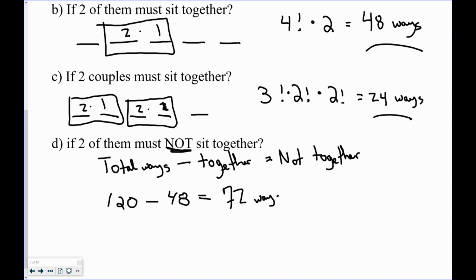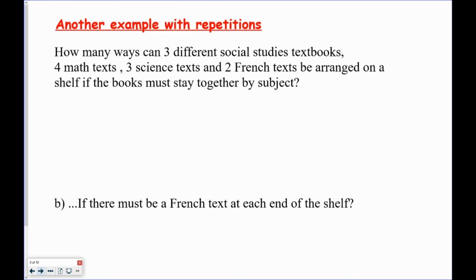I cannot think of an easier way to calculate that 72, because you would have to literally think of every way for those 2 people not to sit together. So it's way easier to calculate the ways they can sit together and subtract it from the total number of ways. Okay, so please remember that. Put a star. Maybe pause the video. Try it again on your own. That would be a really good idea.